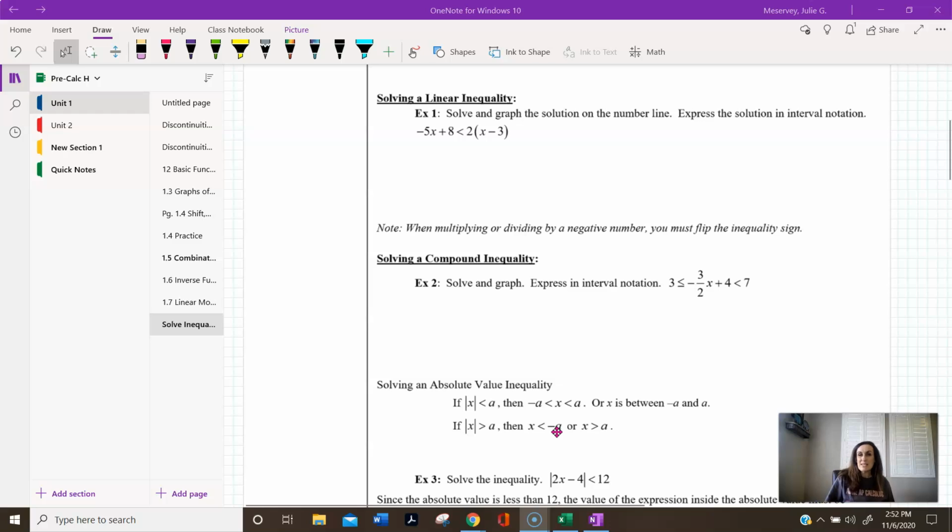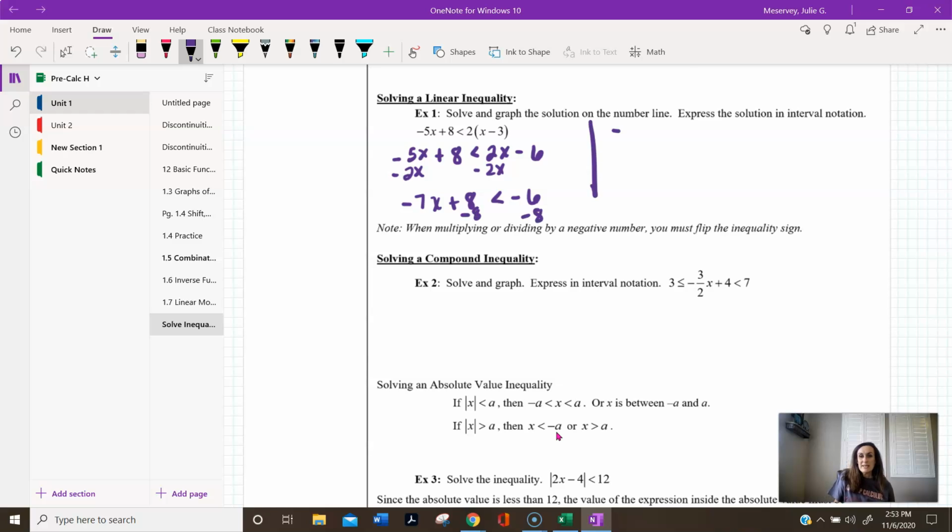Looking at example 1, solve and graph the solution on the number line. So we're going to start just by solving for x. Negative 5x plus 8 is less than 2x subtract 6 using distributive property. And then I will bring my x's together on one side by subtracting 2x. Negative 7x plus 8 is less than negative 6. Okay, let's subtract 8 over to the right.